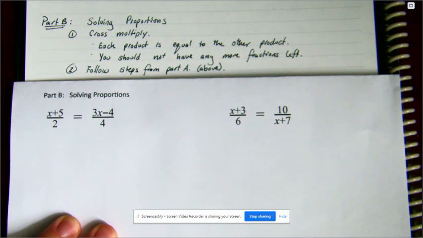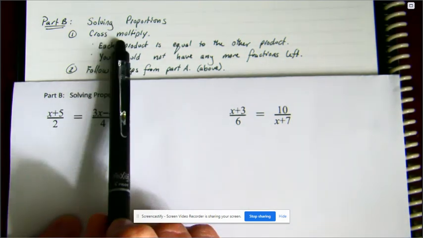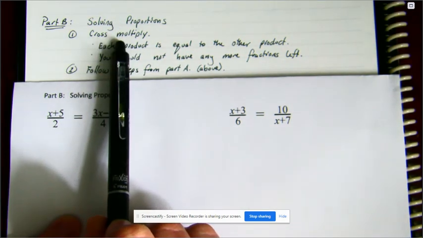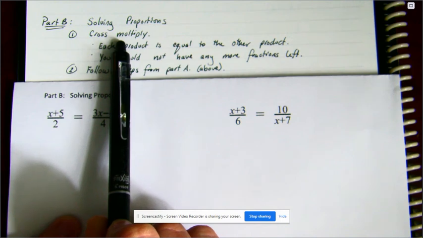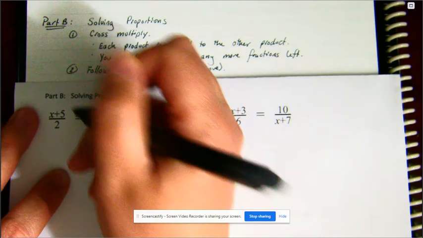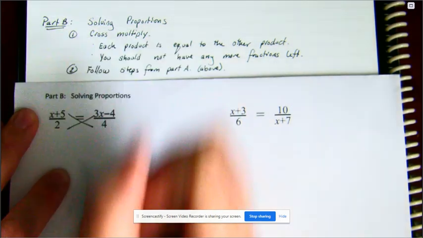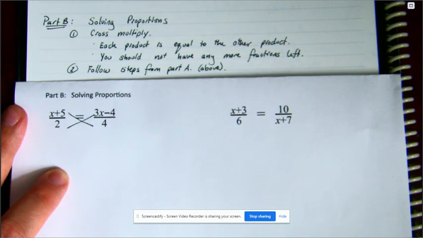The most common way to solve a proportion is to cross multiply. The important thing you want to remember when you cross multiply is that when you get the two parts, we're going to do one part, then another part, and those two products will be equal to each other. There shouldn't be any fractions left when you actually cross multiply. You also want to make sure you distribute when that's appropriate.